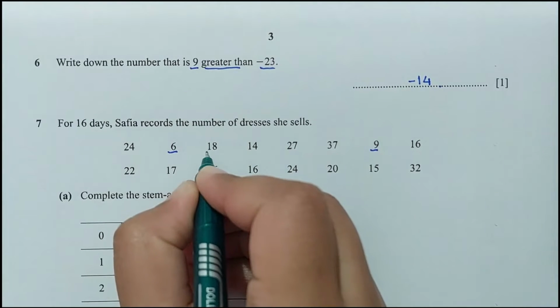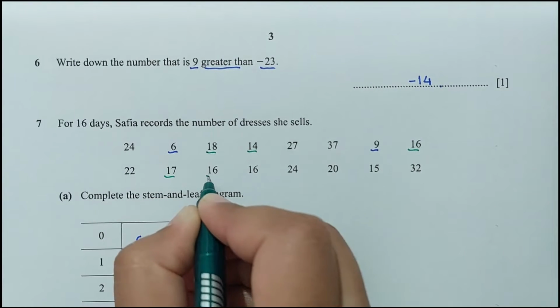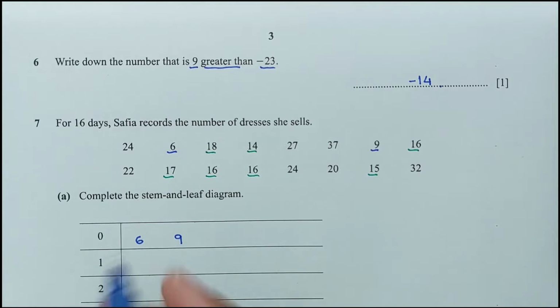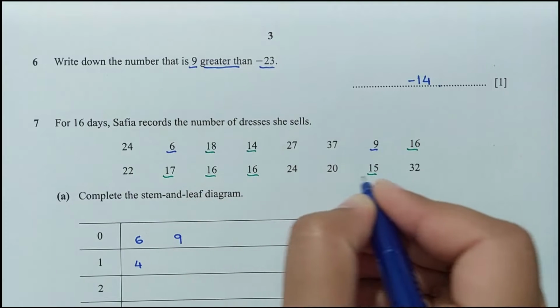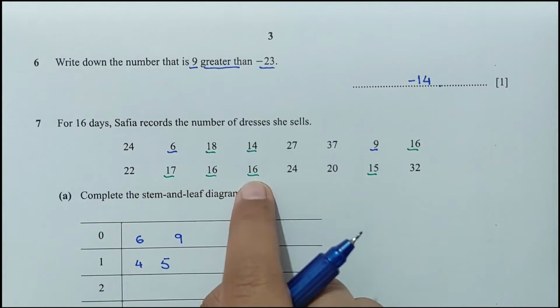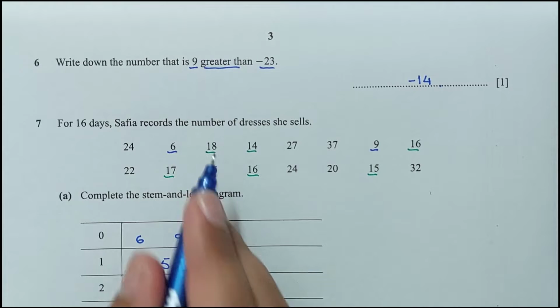So with 1, we have 18, 14, 16, 17, 16, 16, and 15. The smallest is 14, and then we have 15, just one time. And we have 16, 16, and 16. 16 comes 3 times. And then 17 and 18.